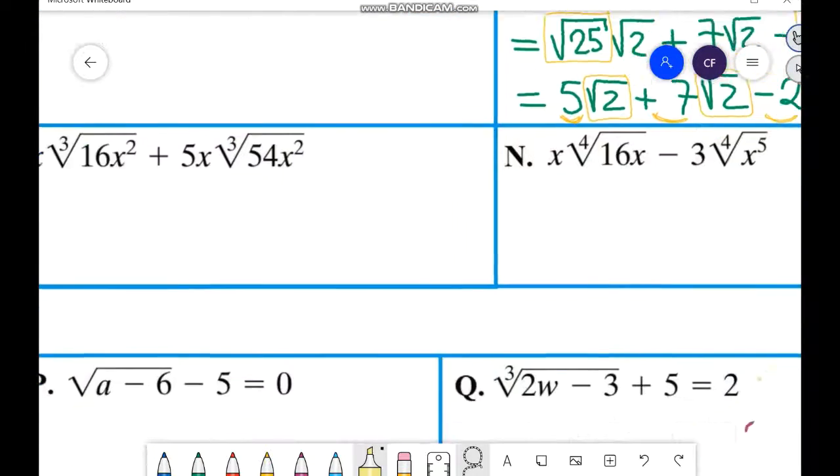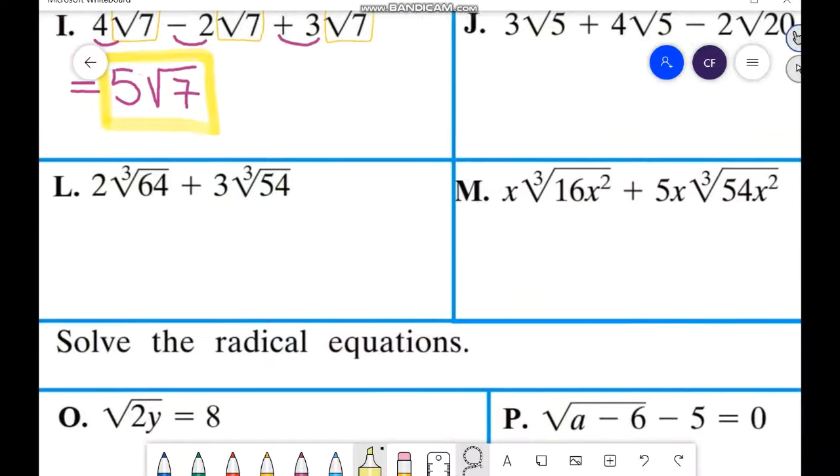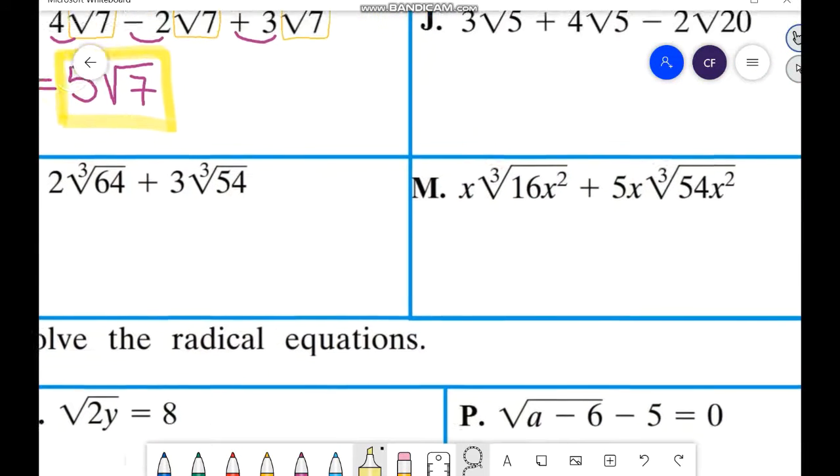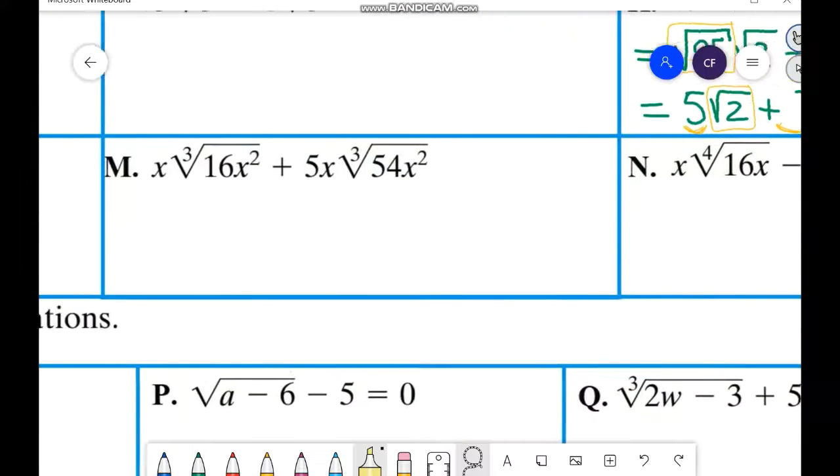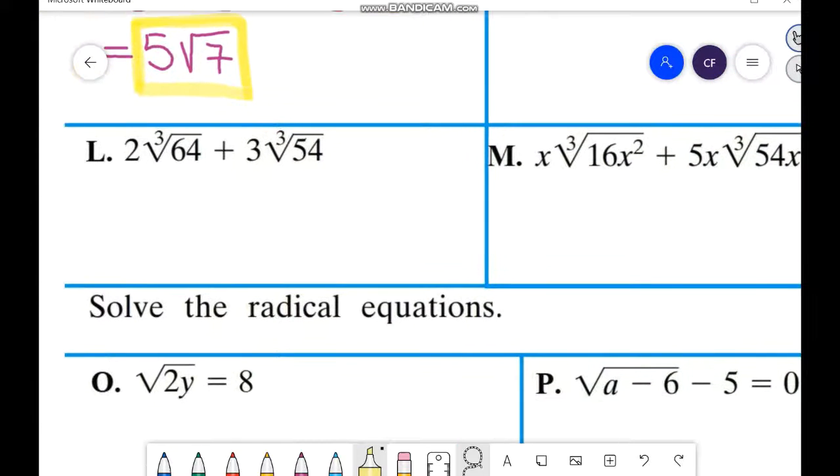Letter K. Done. And we have this. And I think I'm going to work on, yeah, let's work on this one. Letter L. Check it out. Because in L, we have 2 times cube root of 64. Is cube root of 64 a perfect cube? 64 is a perfect cube. So we can find the cube root of 64 equals 4, right? We can simplify.